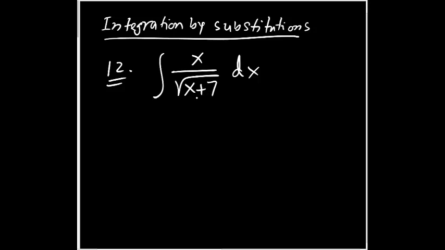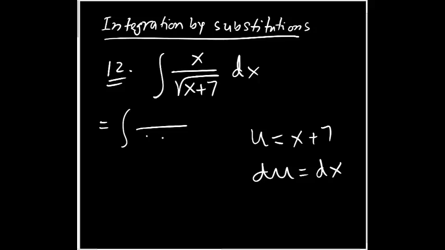I see that I have a square root of this term, so I want to say u equals x plus 7. Okay, so then you have du equals dx, and now I can say this is square root of u, my dx is du. Now I have just x. What do I do with x?